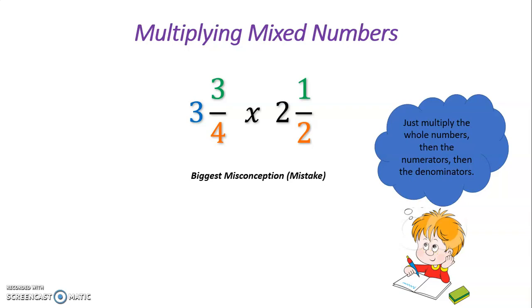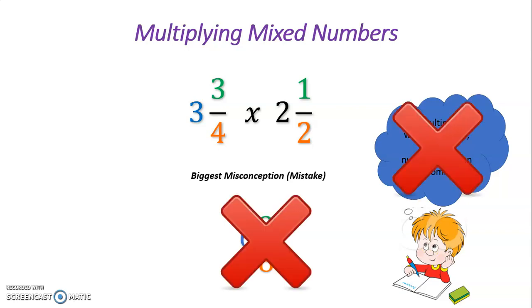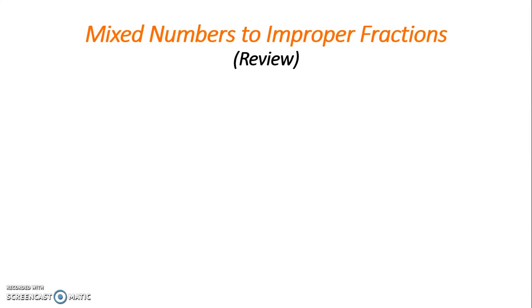Our biggest misconception or mistake is that people think that it's okay just to multiply the whole number, then multiply the numerator, then multiply the denominator. But that is a huge misconception, and we're going to talk about the actual steps that we need to take to multiply mixed numbers correctly. It starts off with the review. We'll need to review how to convert mixed numbers to improper fractions.